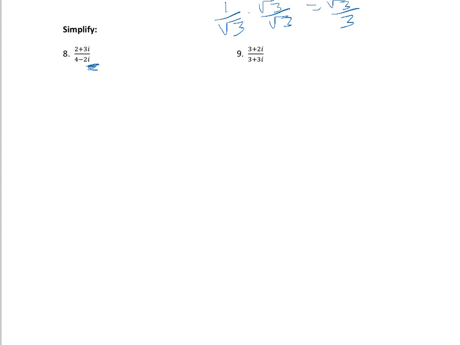I don't want to be left with this i in the bottom. So what we do, we multiply by the conjugate to get rid of the i's. That's the whole point of complex conjugates. So I'm going to multiply the bottom by 4 plus 2i, and I have to multiply the top by the same thing, 4 plus 2i.